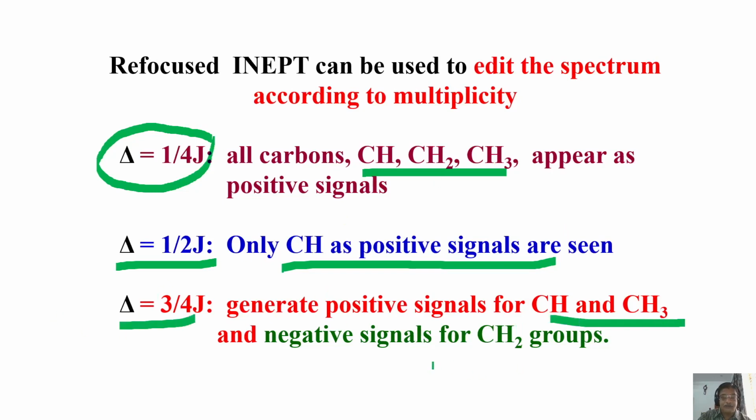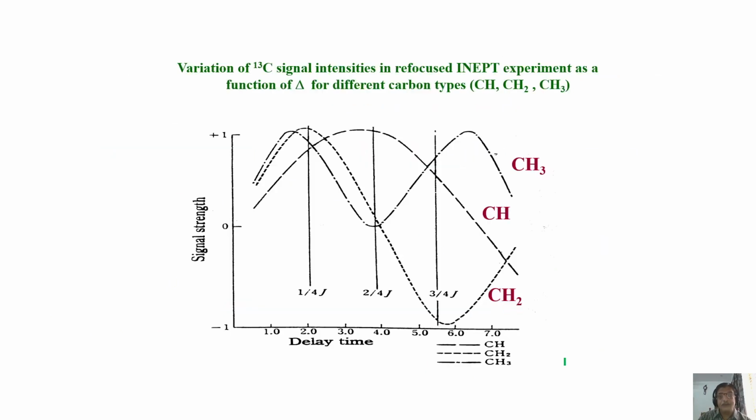CH and CH3 are positive and CH2 is negative. You can see that by the intensity plot as a function of delay time. When you see that, look at it. When it is 1/4 of J, all are positive.